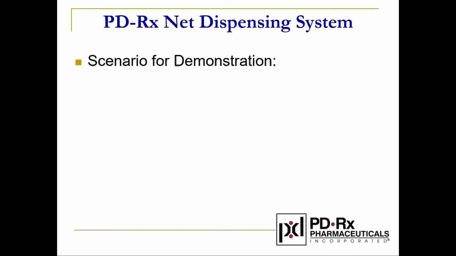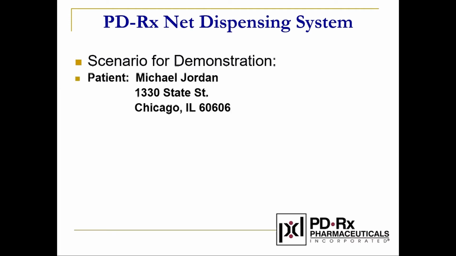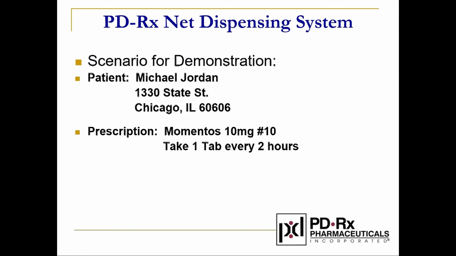The scenario for today's demonstration is a patient came into the clinic by the name of Michael Jordan, and he has seen the provider, and part of the treatment plan was a prescription for Mementos, 10 milligram, 10 tabs, with the directions to take 1 tab every 2 hours. So, here we go.